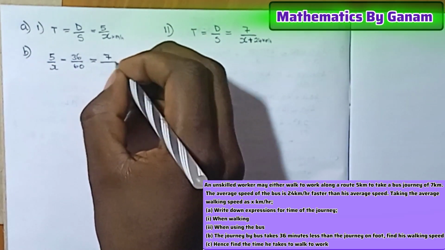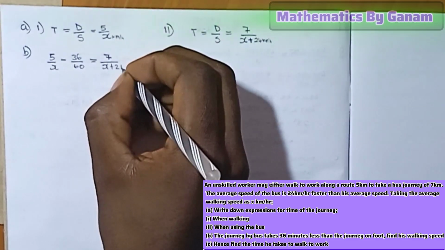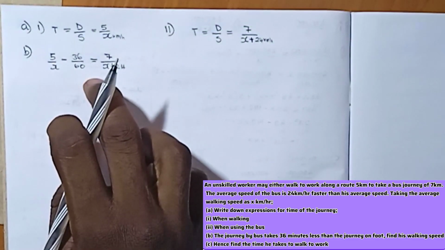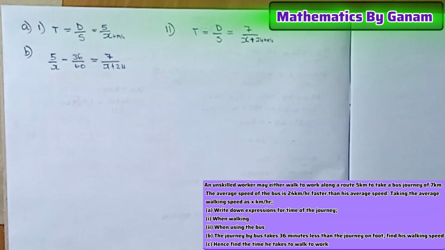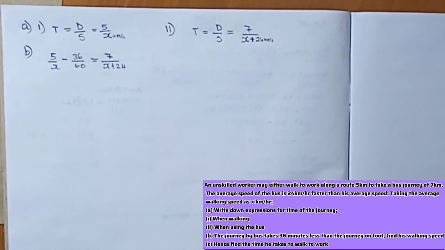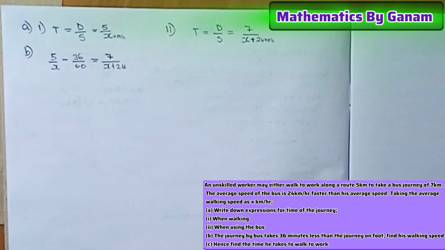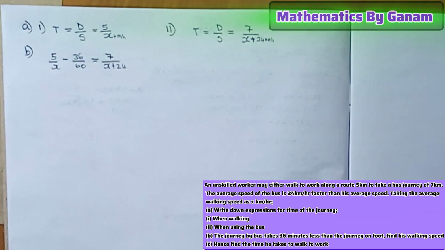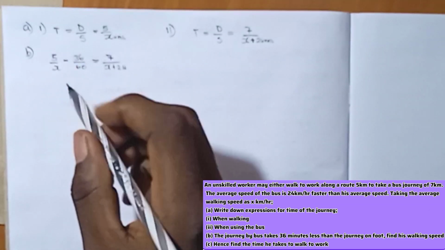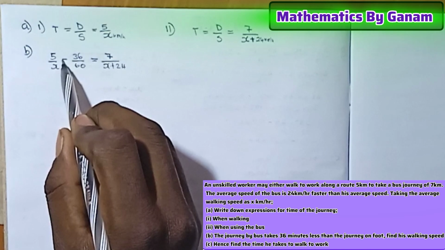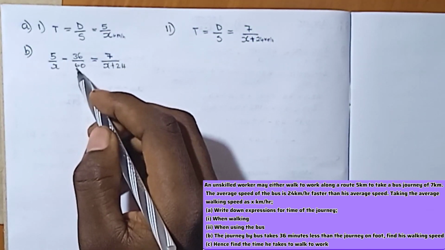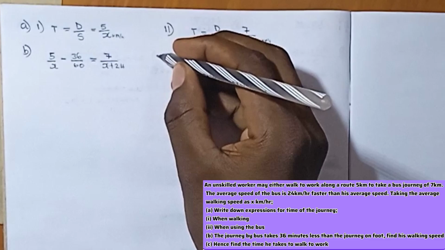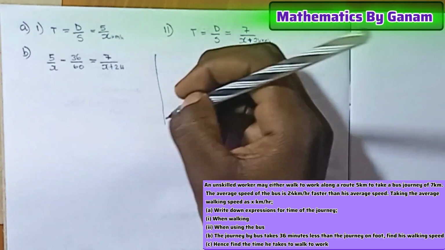So that is 7 all over x plus 24. So we have this expression. Just for you to understand, the journey by bus takes 36 minutes less than the journey on foot, so the journey on foot is 36 minutes more than the journey by bus. So we subtract 36 minutes, which is 36 all over 60, so that it is in terms of hours.